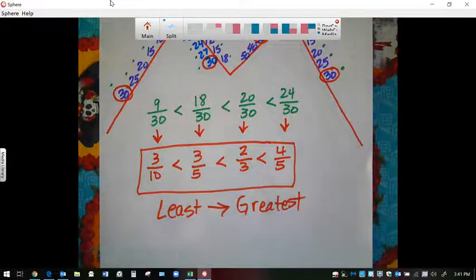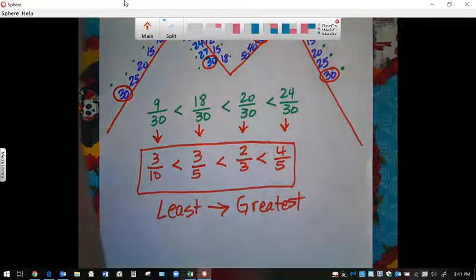Alright, boys and girls, that is the way that you can use the multiple strategy to compare and order fractions with different denominators. Until next time.